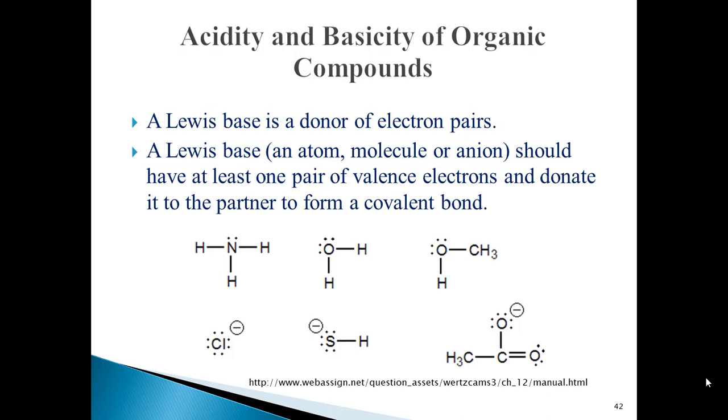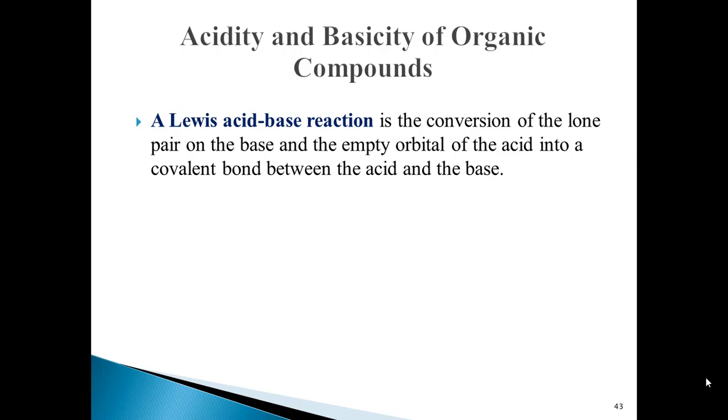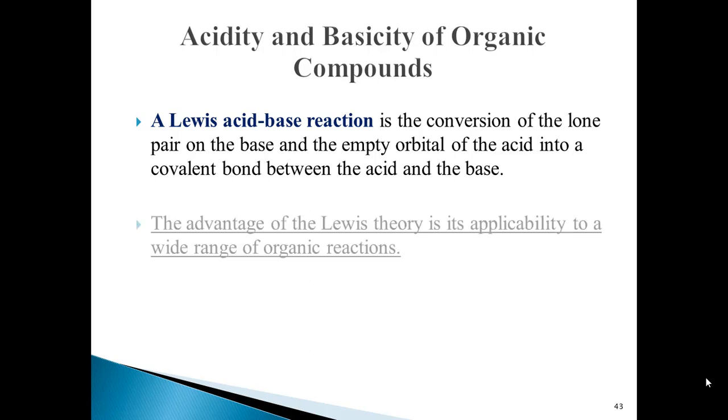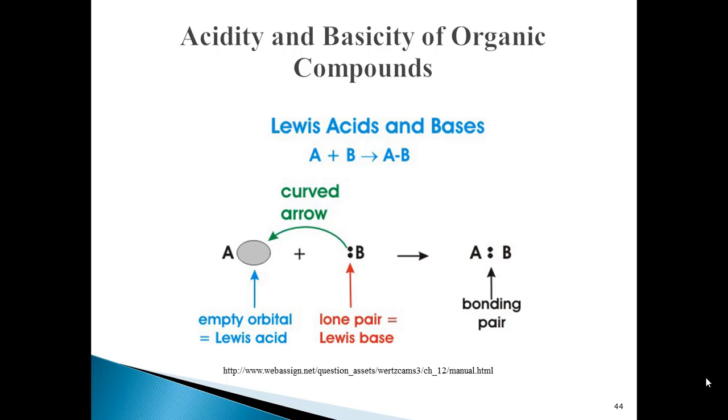A Lewis base, an atom, molecule, or ion, should have at least one pair of valence electrons and donate it to the partner to form a covalent bond. A Lewis acid-base reaction is the conversion of the lone pair and the empty orbital of the acid into a covalent bond between the acid and the base. The product of a Lewis acid-base reaction is a covalent bond between the acid and the base. Both bonding electrons come from the base, so it is a coordinate covalent bond. A curved arrow from the lone pair to the atom with the empty orbital is used to show that the lone pair will become the bonding pair between the two atoms.